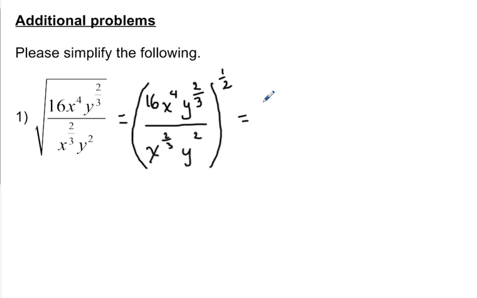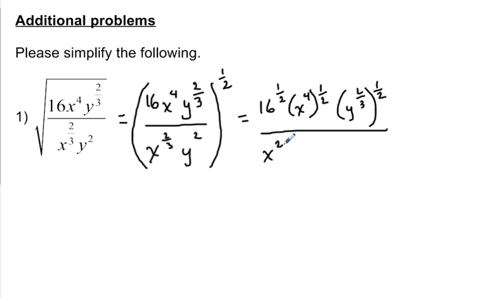So I'm going to rewrite this once again as 16 to the 1/2 power, x to the fourth to the 1/2 power, y to the 2/3 to the 1/2 power over x to the 2/3 to the 1/2 power, and finally y squared to the 1/2 power. Now we're going to raise all these terms to the 1/2 power. The first one is 16 to the 1/2 power, which is equivalent to taking the square root of 16. So 16 to the 1/2 power is simply 4.